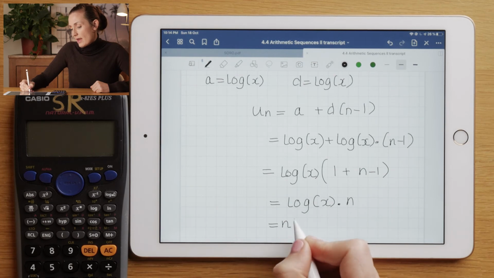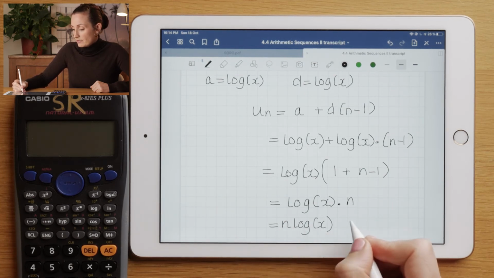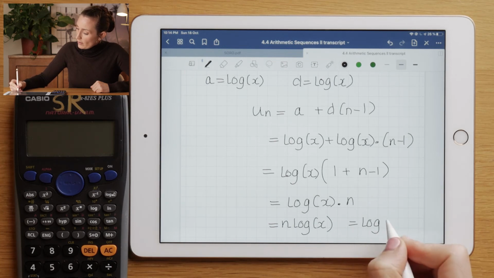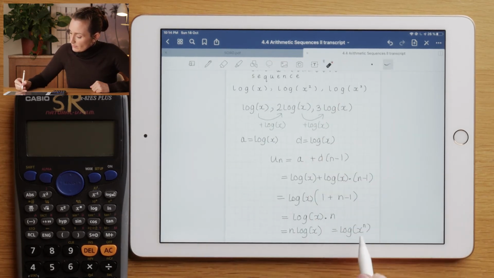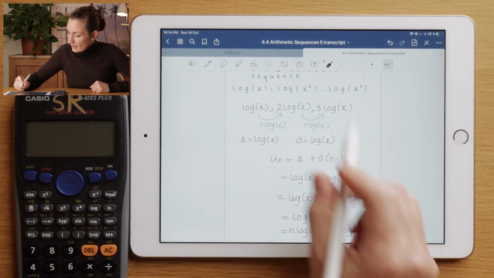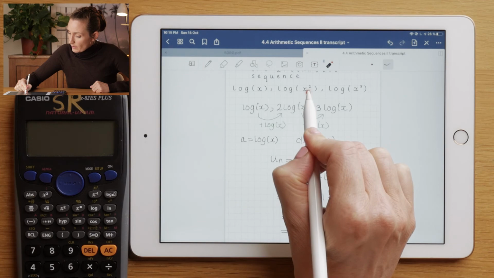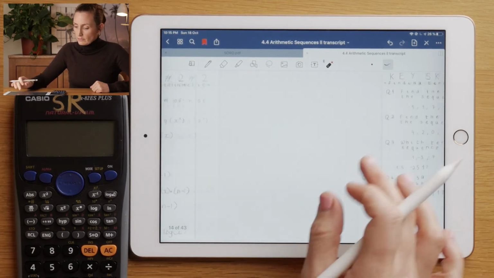This could be written as either n log x, or you could put the n back up as a power, which would be log x to the n, which both would make sense because, for example, if n was 1, you'd get x power 1. If n was 2, you'd get x power 2. If n was 3, you'd get x power 3, and so on.